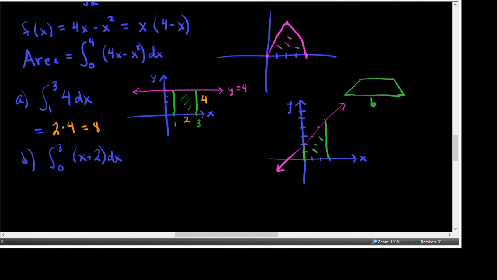But anyway, if this is called base 1 and this is called base 2, you should know the area formula for a trapezoid is base 1 plus base 2 times the height of the trapezoid, which I haven't labeled yet, divided by 2. The height is the perpendicular distance between the bases. So in this particular problem, the distance between bases is 3 units. So that's what h is.